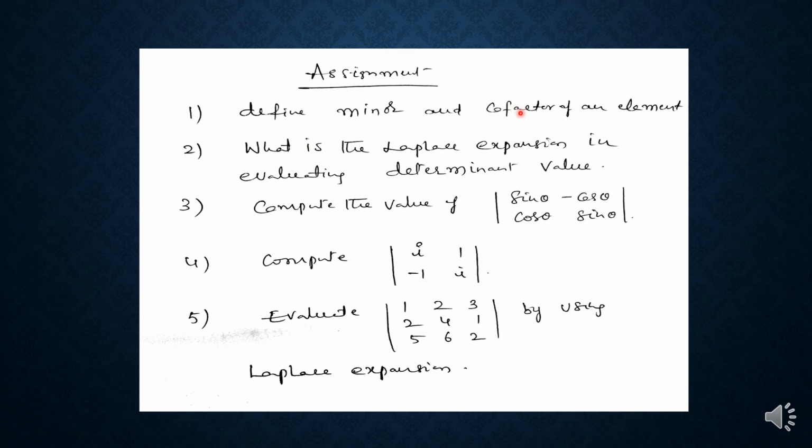Define minor and cofactor of an element. What is a minor? Minor of an element is the determinant obtained by deleting the row and column where the element is present in the determinant. And what is the cofactor of an element? Cofactor of an element is equal to minus 1 to the power of i plus j into its minor. Here i denotes the row number and j denotes the column number.